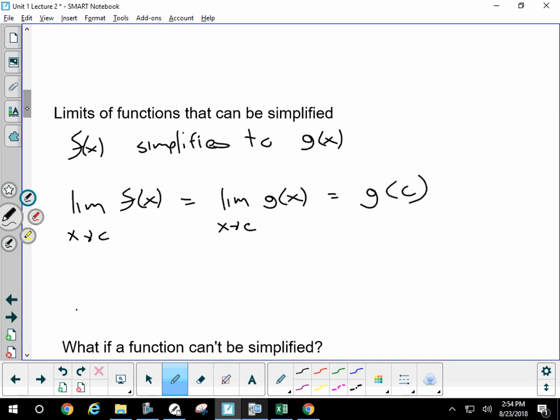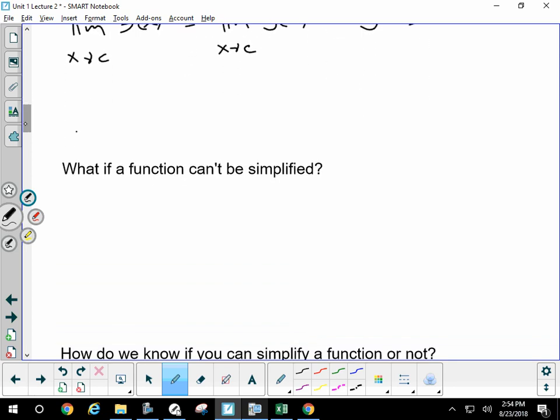All right? Now, what if a function can't be simplified? Let's take an example like this. Limit as x approaches 3 of 5 over x minus 3. Well, again, my first attack to find this limit is to find the function value. Okay, because if the function value exists, typically the limit will equal that. But I get 5 over 0. Again, you cannot divide by 0. We are undefined.